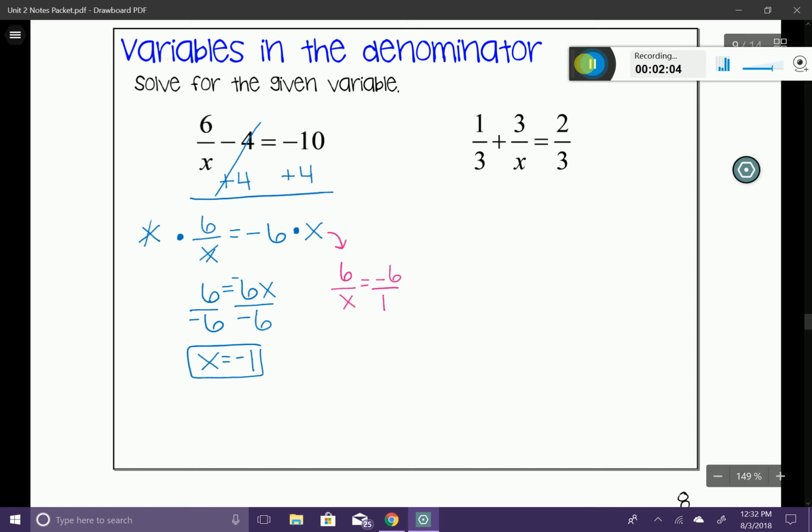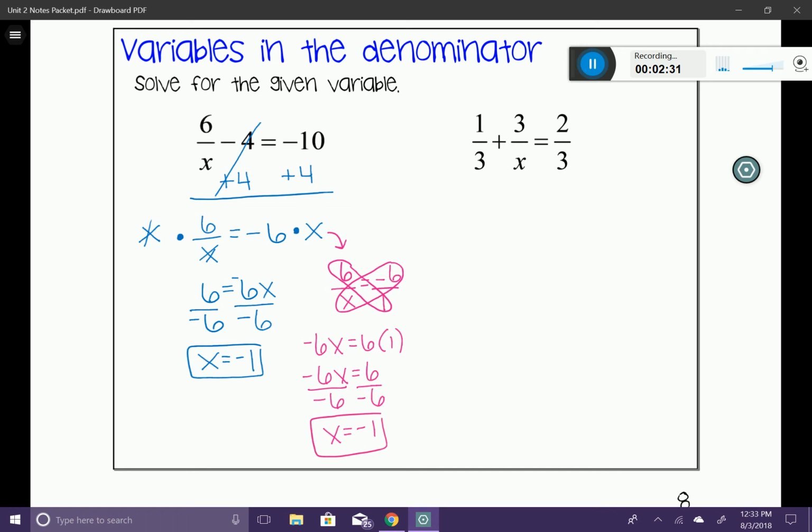And then what I'll do from there is I'll use my cross products. So I can do that to set up my problem. Let's do that. -6x is equal to 6 times 1. And I can go ahead and solve that problem. You can see that by solving this, it's still going to give me the same solution of -1. So two different ways you can do it. Technically, you're doing the exact same thing. It's just the procedure is slightly different.